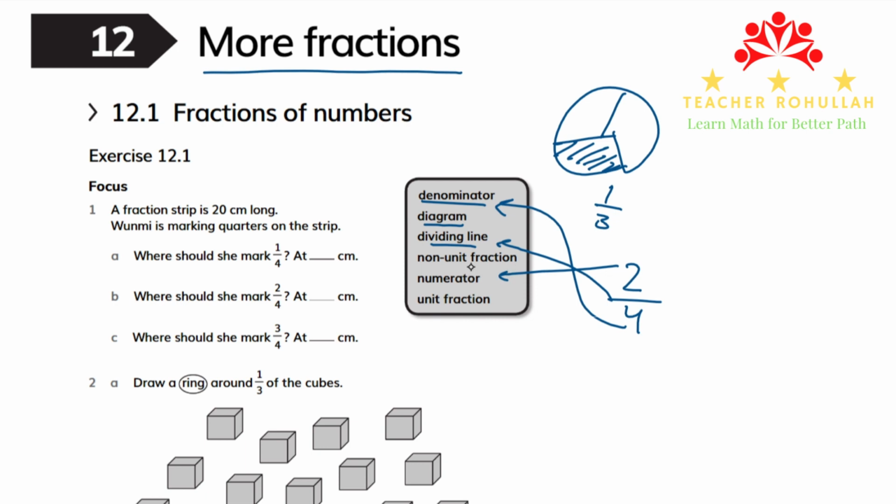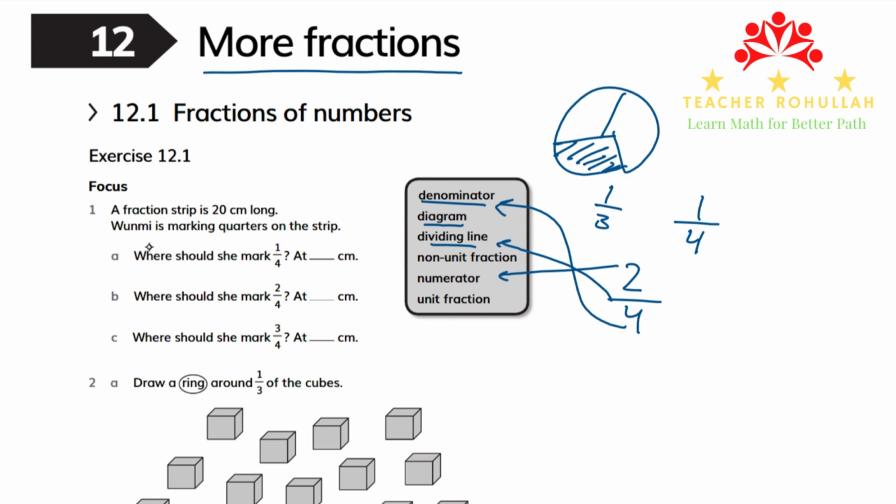And when it comes to unit and non-unit fractions, a fraction in which the numerator is 1, such as 1/4, is called a unit fraction. But a fraction in which the numerator is not 1, or is more than 1, is a non-unit fraction. Well, let's start with the questions of exercise 12.1.